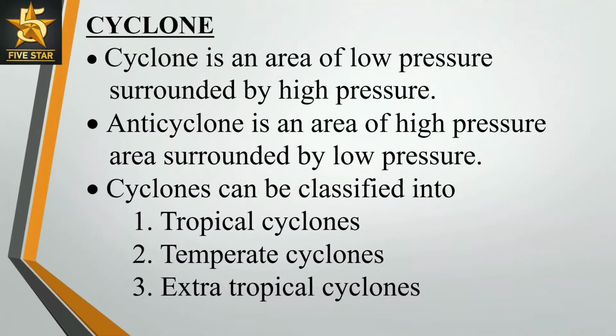Cyclone. Cyclone is an area of low pressure surrounded by high pressure. Anticyclone is an area of high pressure surrounded by low pressure. Cyclones can be classified into tropical cyclones, temperate cyclones, and extratropical cyclones.